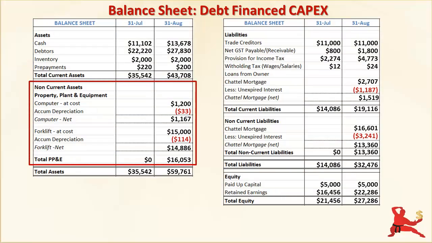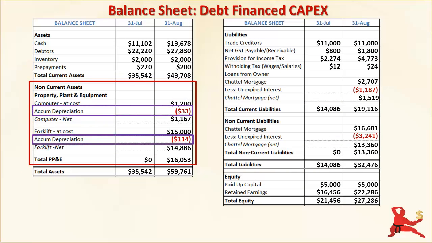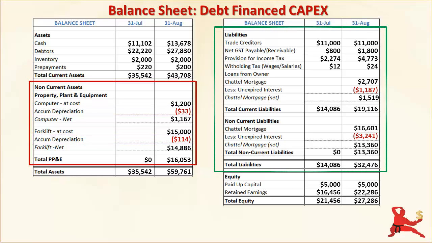The business now has got over $16,000 in the long-term or non-current assets part of the balance sheet. The value of the equipment on the books will reduce with the monthly depreciation charges that are added into the accumulated depreciation lines. You've grown the assets of the business with borrowings instead of using the business's own cash. You've now got debt in the form of a chattel mortgage loan as part of the liabilities on your balance sheet. This changes the financial risk profile of the business. We'll go into ratios like leverage, interest cover, and so on in another video.